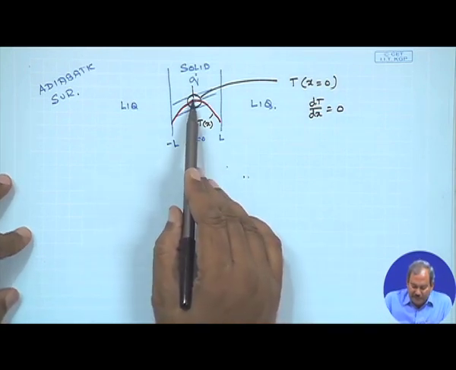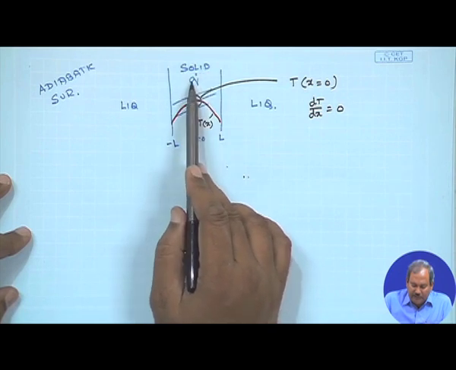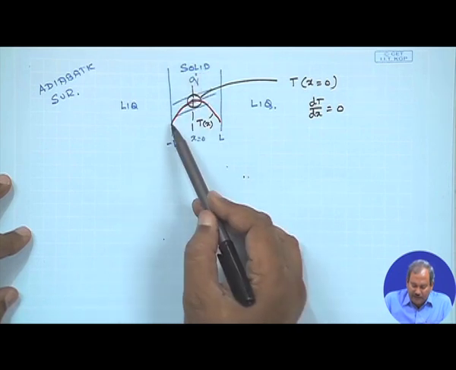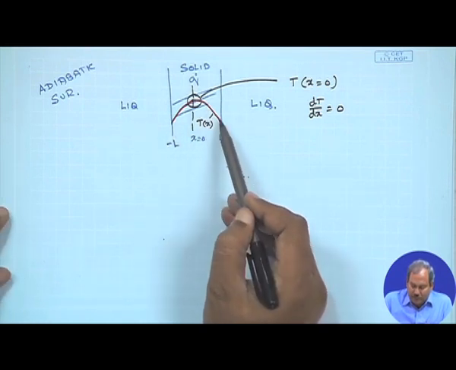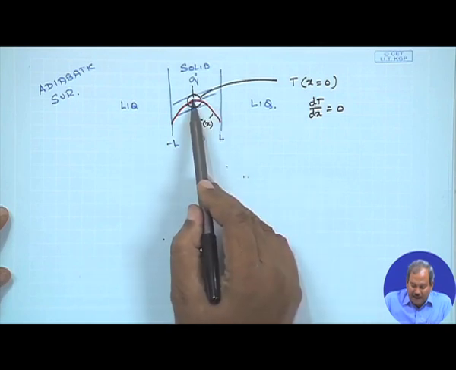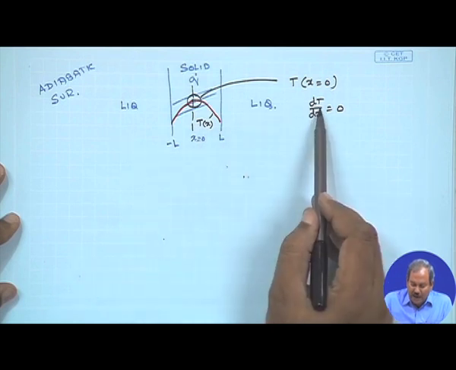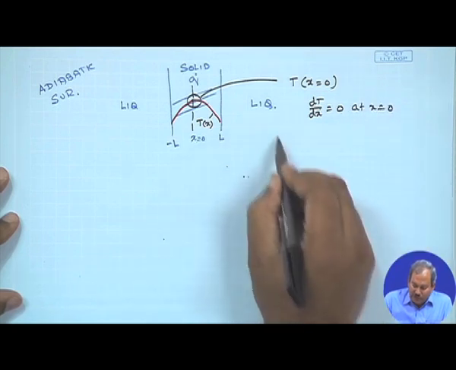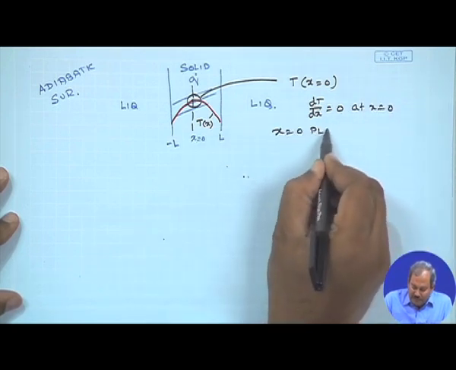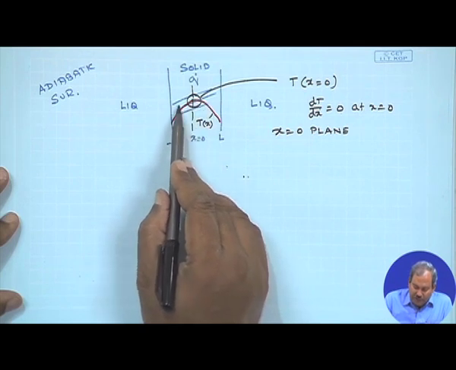The nature of the curve tells you that for this special case, when you have a solid and some amount of heat is generated uniformly, as we would see later on, the profile would be like an inverted parabola. Then the apex of the parabola, which is located at x equals 0, will have a slope equal to 0 at x equals 0. So, at the x equals 0 plane, no heat crosses from the left to the right or from the right to the left.